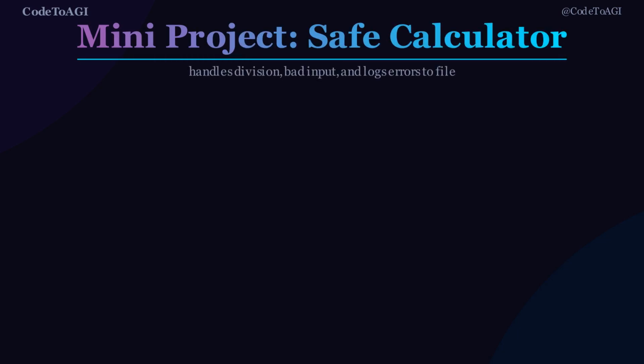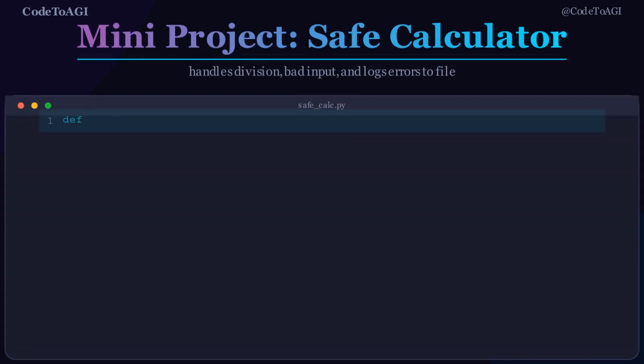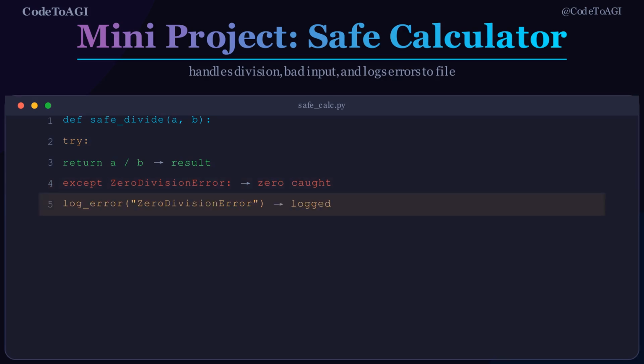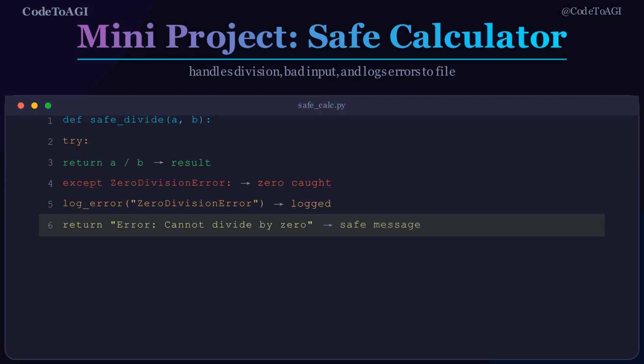Let's build a safe calculator, our mini project for today. safe_divide takes two numbers. If division by 0, it logs the error and returns a safe message. If the wrong type is passed, same thing. The log_error function appends every error to errors.log. This is how real applications track bugs in production. When a user gets an error, your log file records exactly what happened.